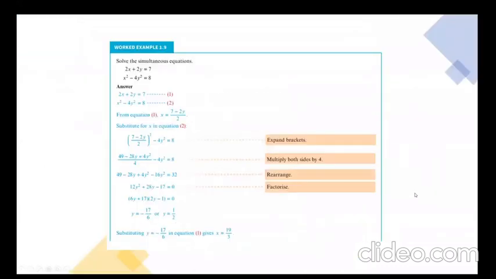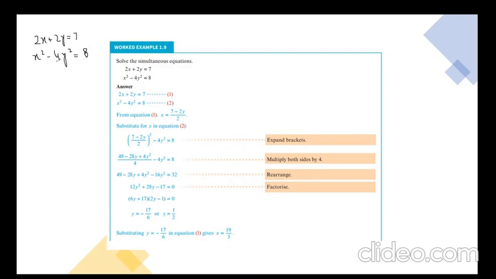Okay, now moving towards the question of the exercise. Worked example: solve the simultaneous equations 2x plus 2y equals 7, and the second is x square minus 4y square equals 8.